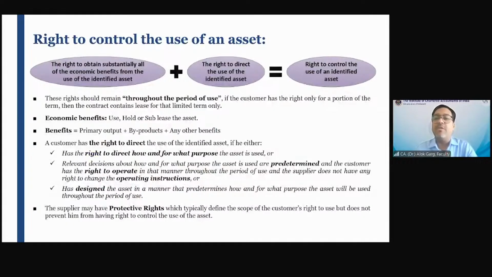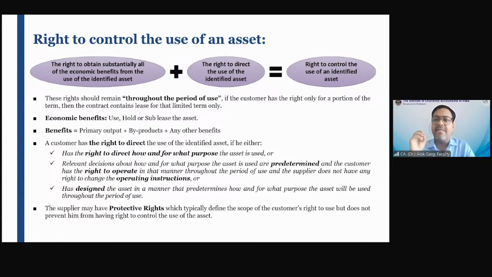Right to control the use of an asset. And Saminathan has given me two conditions of this as well. What is meant by right to control the use of an asset? For an asset to be covered in Ind AS 116, an identified asset has to be there and the right to control the use of the asset must be there.